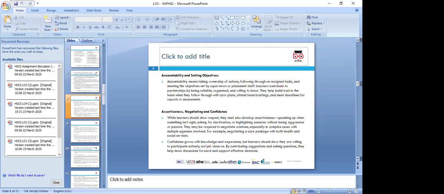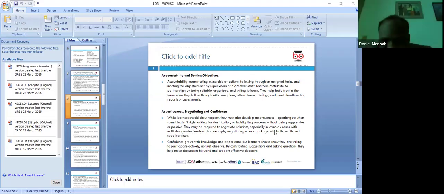Accountability and setting objectives, of course, very important. Accountability means taking ownership of actions and following through on assigned tasks. These are very important things when it comes to the partnership, or what learners contribute in their partnership. Very important. Like I say, meeting objectives set by supervisors.